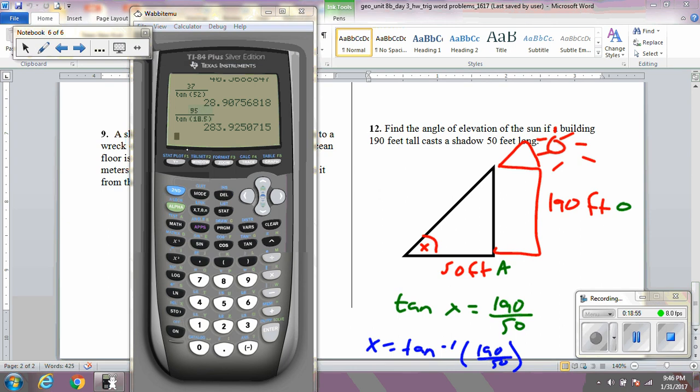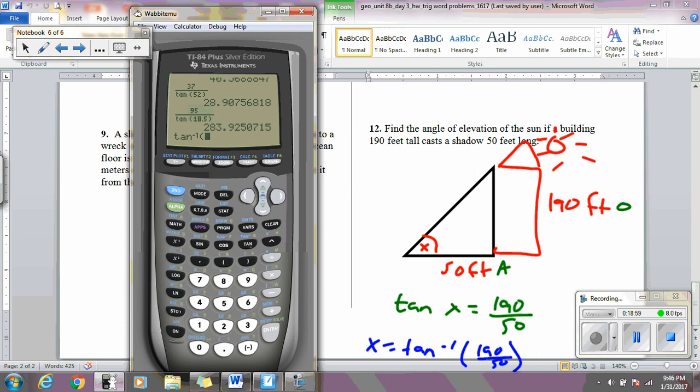Now type it in. Second tan will give us 190 divided by 50. And you get roughly 75.3 degrees.